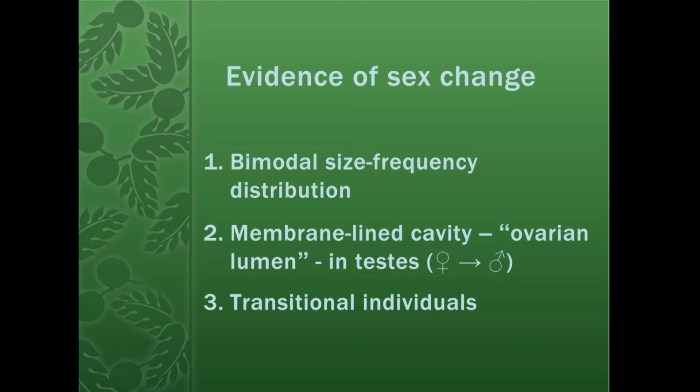And finally, the key piece of evidence that we're looking for is the existence of transitional individuals. That is, a gonad that has both male and female gametes. And we've seen examples of that in the previous module. Let's take a look now at how you would evaluate your data to determine whether or not there is a sex-based bimodal size frequency distribution.